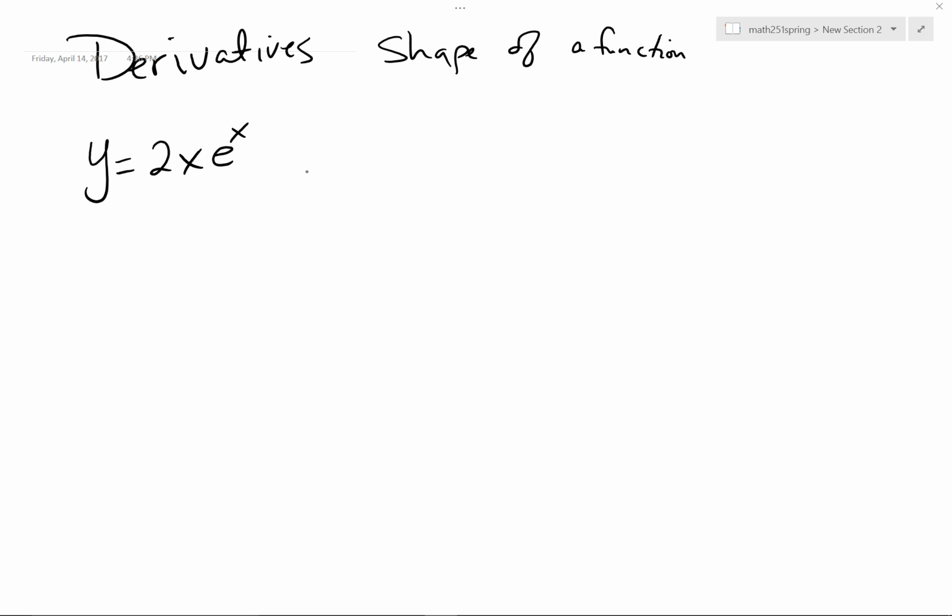Well, we've looked at graphs. We've seen that. Well, the derivative, of course, we talk about that. We can see what happens. We need to find y prime. Of course, that's the product rule. So it's 2 e to the x plus 2x times the derivative of e to the x, which, of course, is also e to the x.